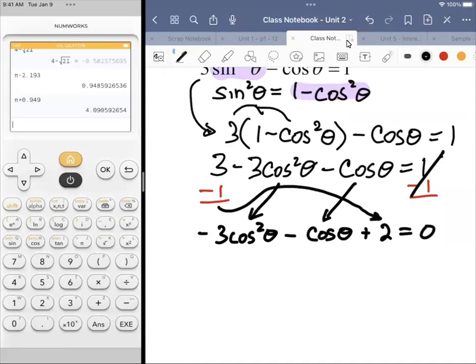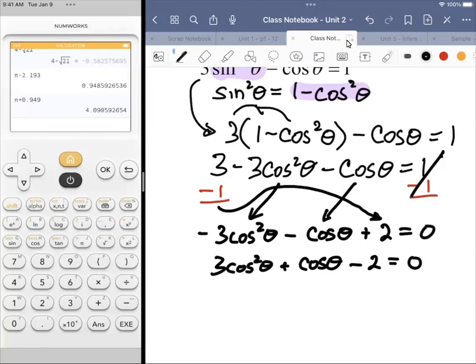All right, best I can do. All right, so now we have a nice uniform trig equation. I'm not in love with having a leading coefficient that's negative, so I'm going to negate the whole equation. 3 cosine squared theta plus cosine theta minus 2 is equal to 0.